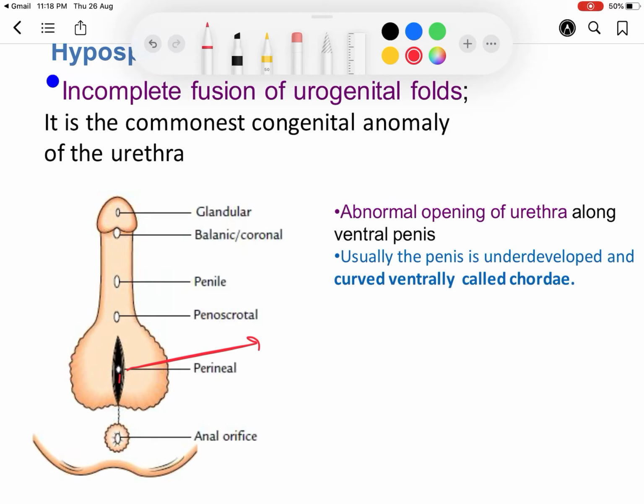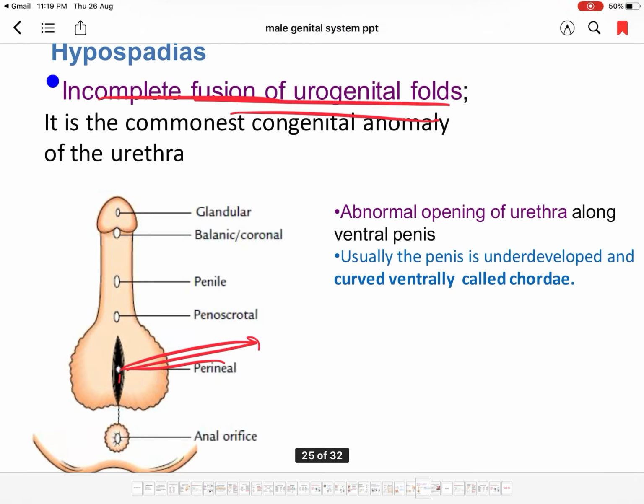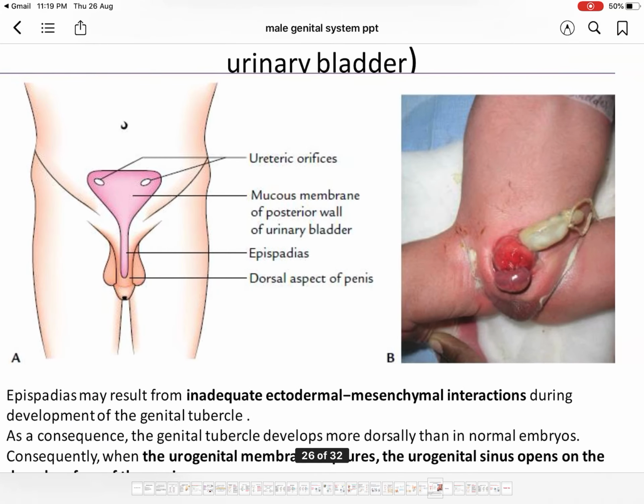curved ventrally, then it is called chordee. So hypospadias is an abnormal opening of the urethra on the ventral surface of the penis, and it is due to incomplete fusion of the urogenital fold. Okay, and it is associated with chordee, in which the penis is underdeveloped and curved ventrally.